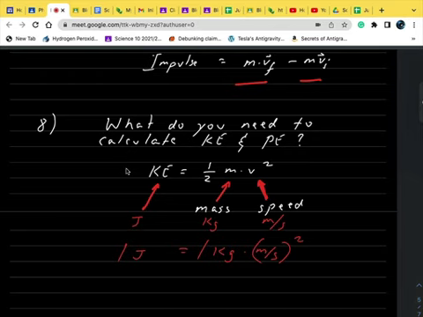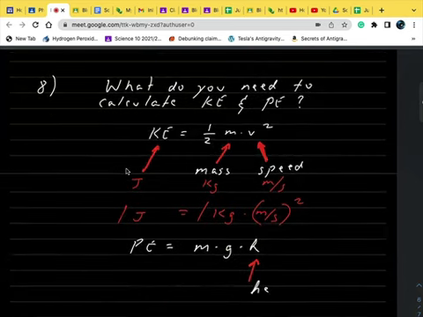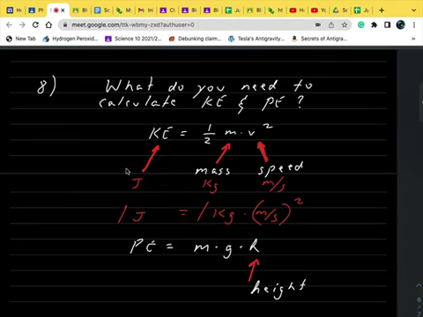Okay, and then potential energy. What do you need to solve for that? Yeah, good. You need the height. That's probably the most important variable. Height. Above ground, the vertical distance. That's what height is, the vertical distance measured from the ground. Usually it's the ground, directly upwards, perpendicular to the ground. And it's not in kilometers or centimeters, meters.